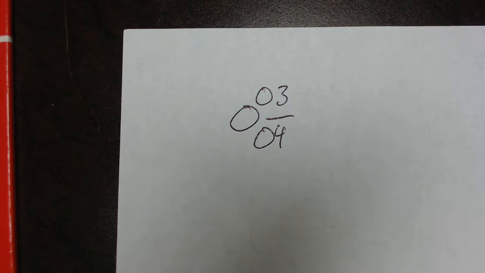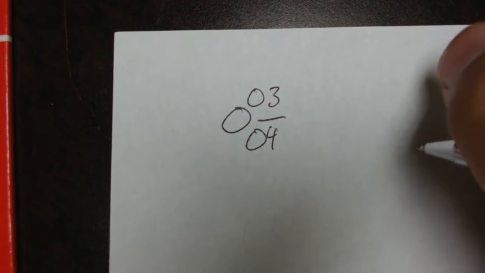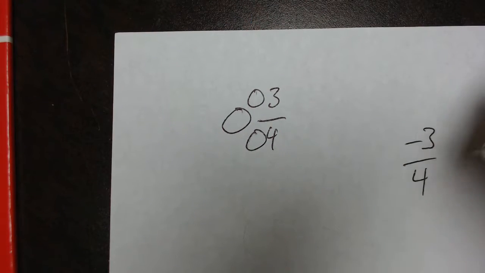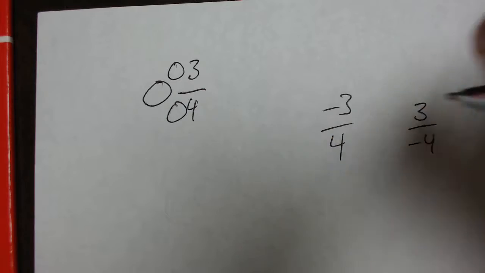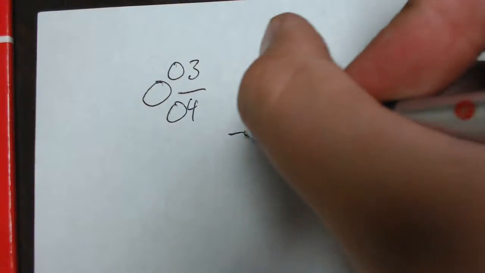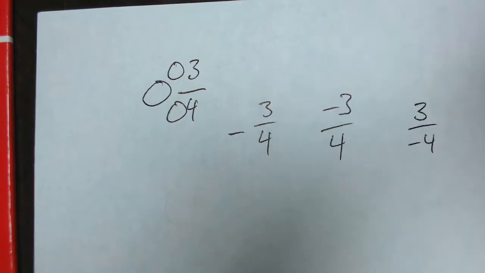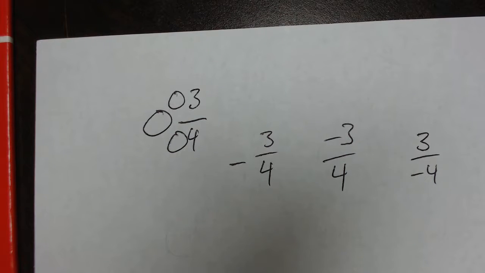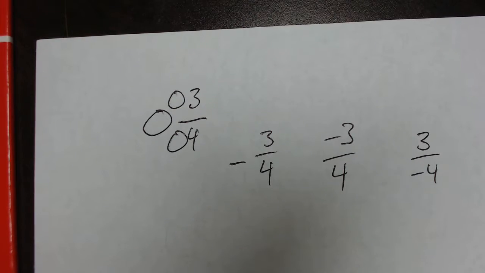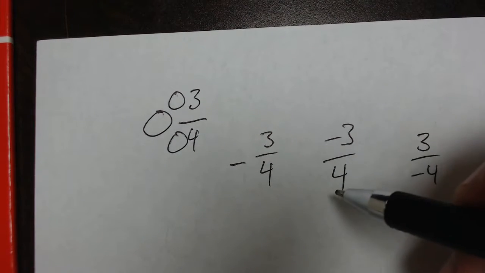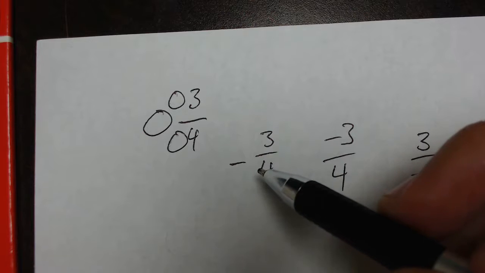Now, if I was going to write this fraction as a negative, there's 3 ways I could do it. I could write negative 3 over 4, I could write 3 over negative 4, or I could just write the negative out in front. All 3 of these are the exact same number. Here's why. If I were to take negative 3 divided by 4, that's a negative divided by a positive. That gives me a negative. I'm back at negative 3/4.